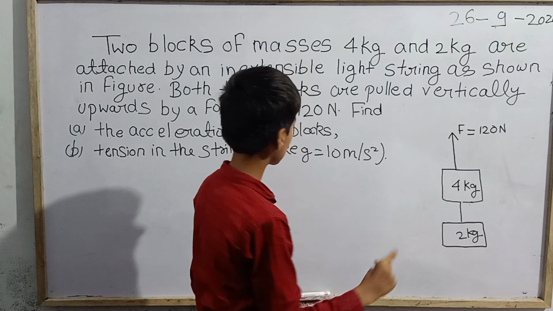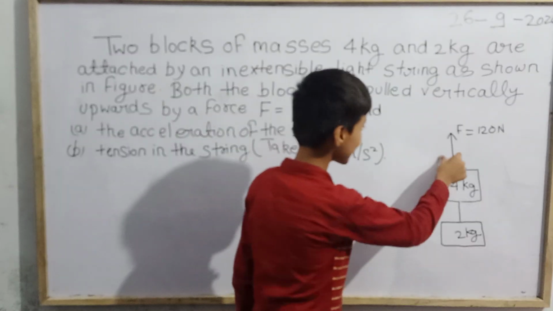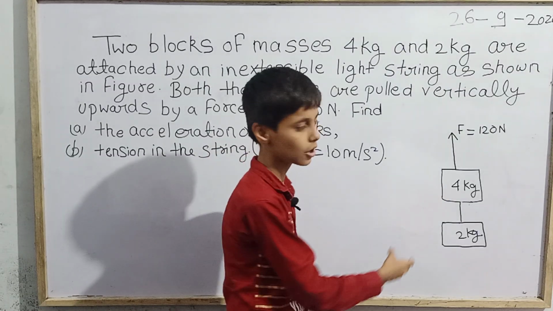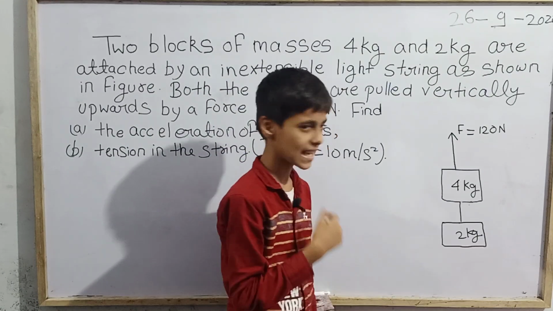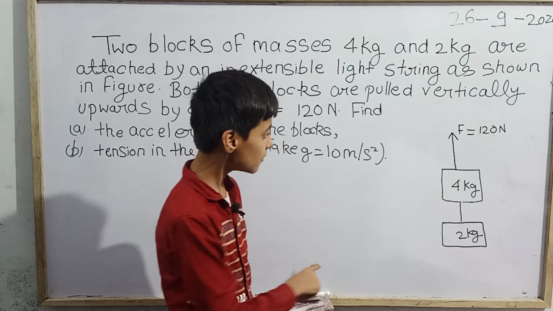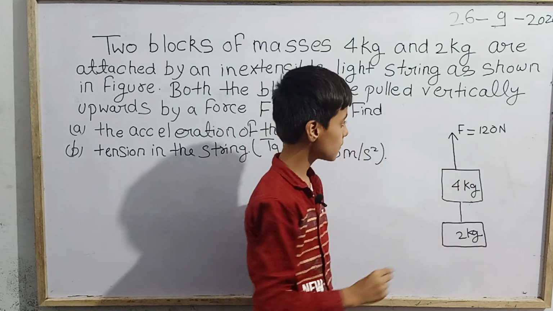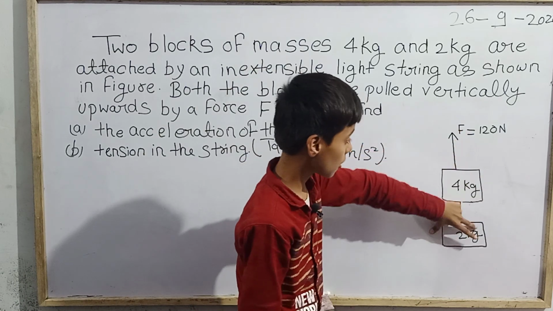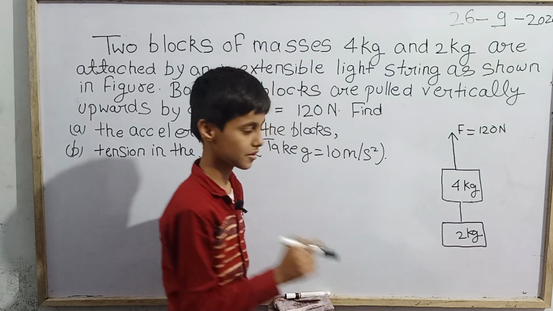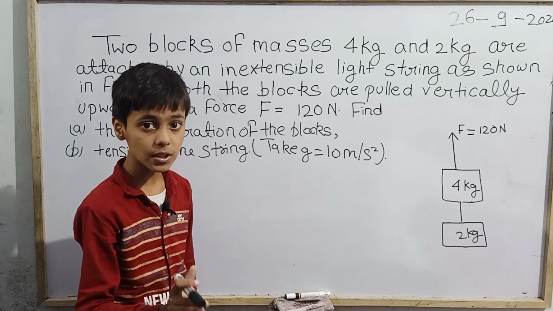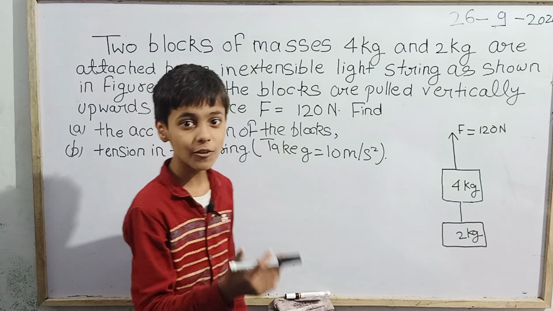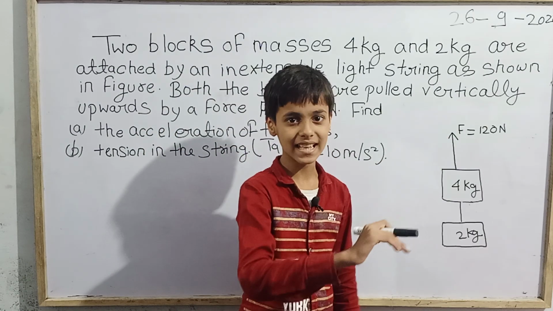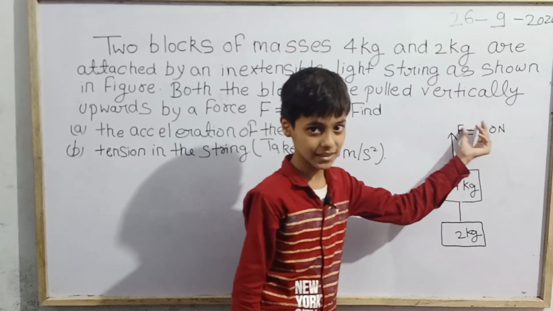It is an inextensible light string, so its mass will not be counted because the string is very light. We'll take this as the whole system. We also have to remember that the blocks are pulled up by a force F equals 120 newtons, vertically upward, that is along the y-axis, not the x-axis.